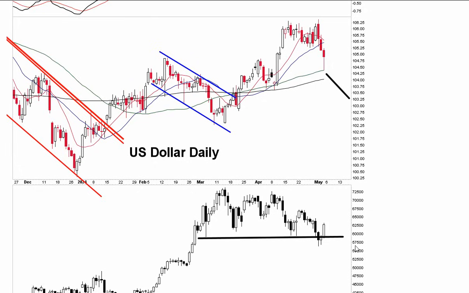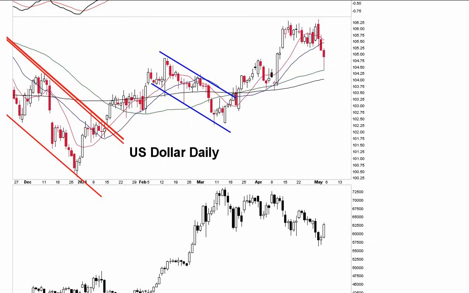That's what I keep saying. We're at the line in the sand. Either we're going to break down or we're going to bounce off these levels. It's the moment of truth for Bitcoin. So I'll be watching the dollar, but we're getting a hammer. We're getting a bounce off of the 50 here in the daily.